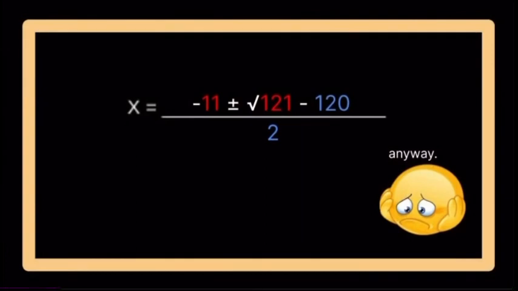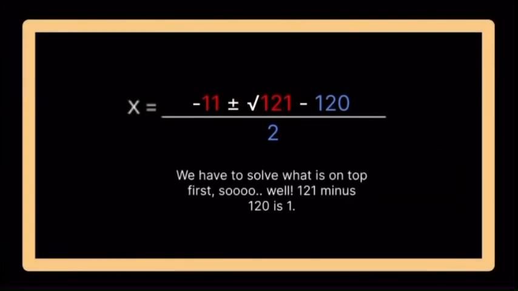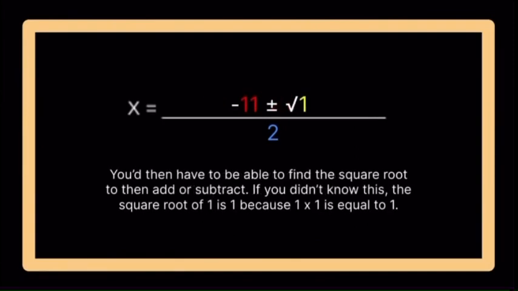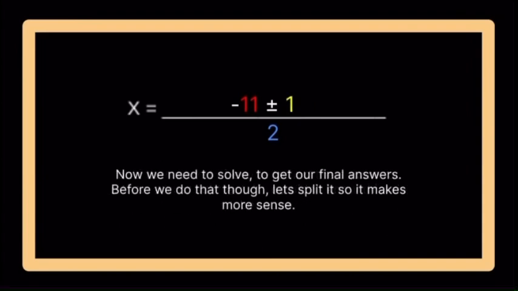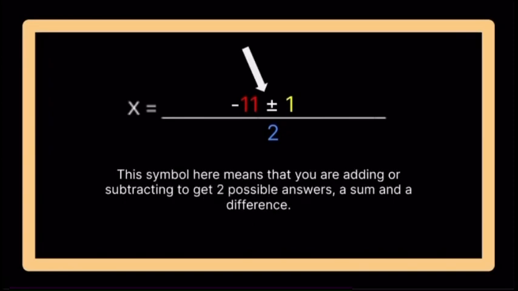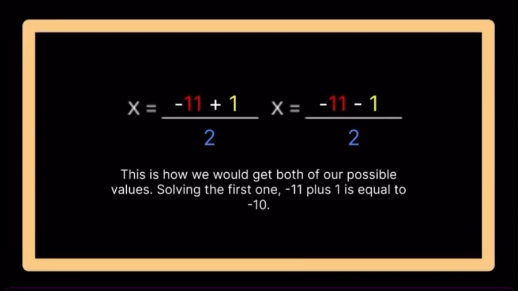Anyway, we have to solve what's on top first. So, 121 minus 120 is 1. You then have to be able to find the square root to then add or subtract. If you don't know this, the square root of 1 is 1 because 1 times 1 is equal to 1. Now we need to solve to get our final answers. Before we do that though, let's split it so it makes more sense. This symbol here means that you are adding or subtracting to get two possible answers, a sum and a difference. This is how we'll get both of our possible values.